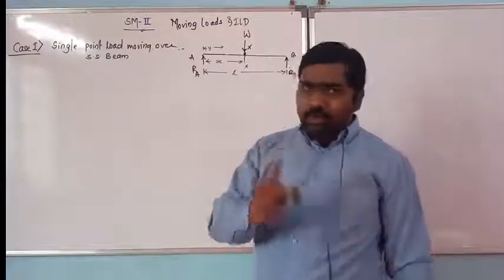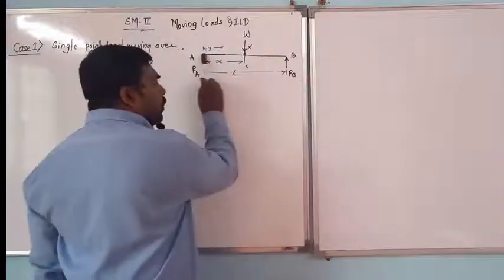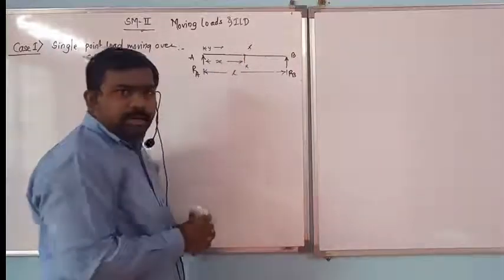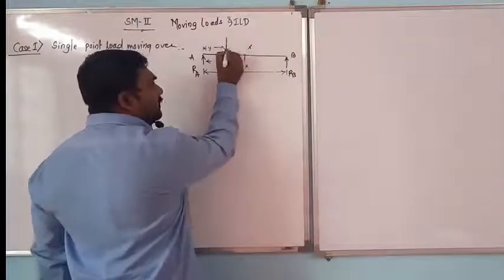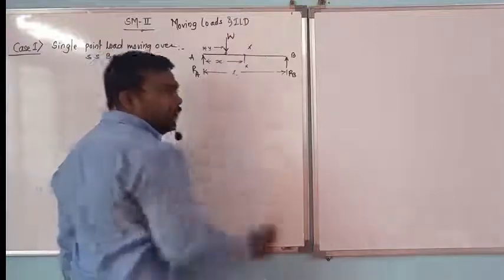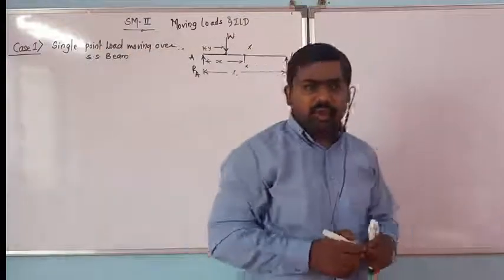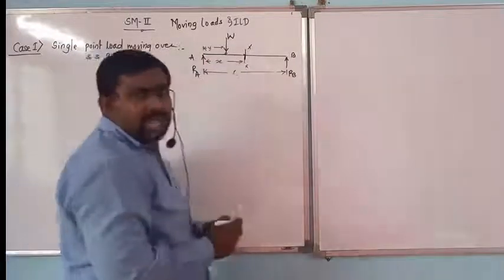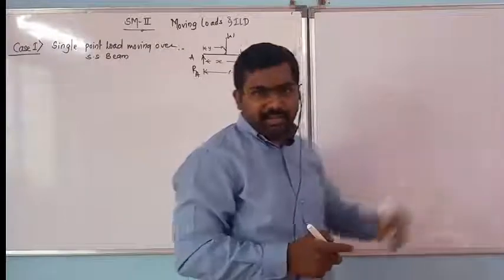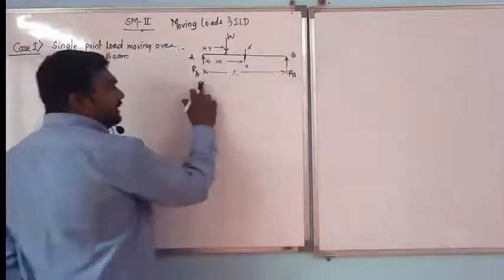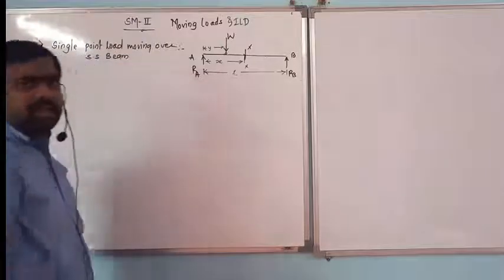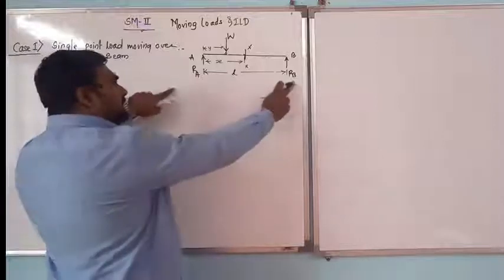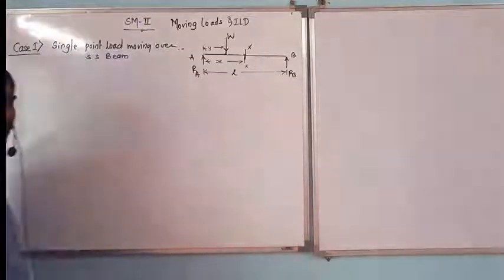If a single point load is there and it is moving or rolling over a simply supported beam. So what I will do here, I will consider the point load W somewhere at a distance small y from end A, and I will assume the section XX acting at a distance small x from left end A. I will assume the simply supported beam AB, which has a span L, and it is carrying the reactions at A and B respectively as RA and RB.